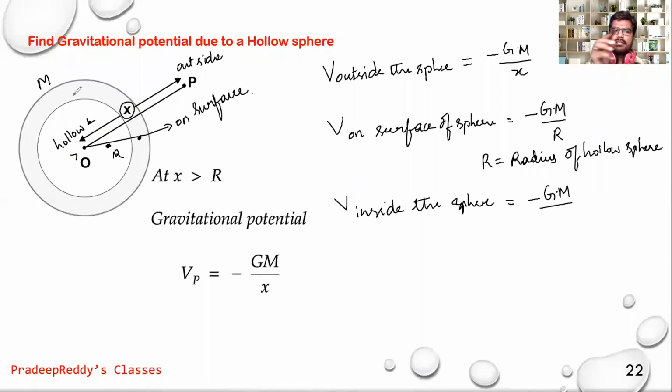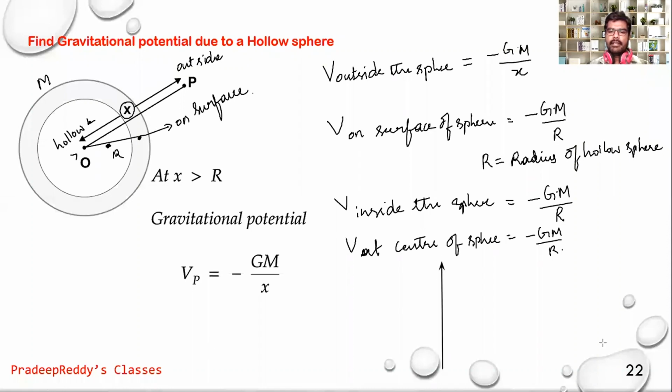Wherever you may calculate gravitational potential inside, from the center, where is the mass situated? Mass is situated at the surface, which is at a distance capital R. Therefore, potential inside the sphere will also be equal to minus capital G capital M divided by R, and this is at center also. Potential at center of the sphere is also equal to minus capital G capital M divided by R.